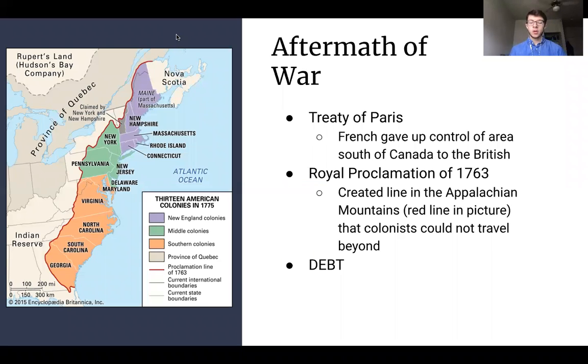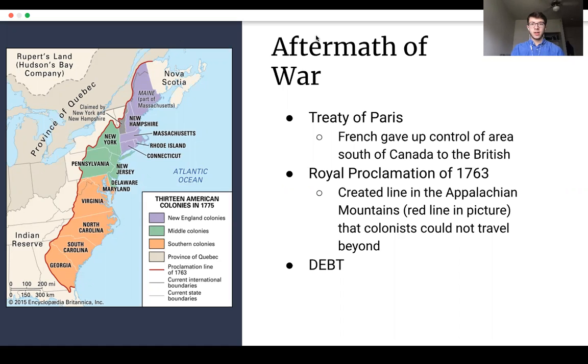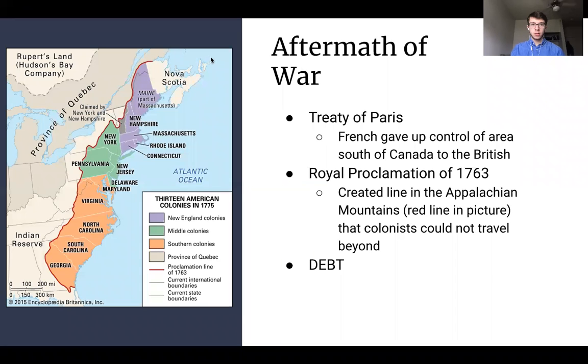The British won this war, so the French gave up control of the area south of Canada to the British, right in this area. The war was mostly fought for the area around this Ohio River Valley. So after the war was won in 1763 by the British, Parliament, or the British government, created the Royal Proclamation of 1763. This created this red line here that you may see. This said that the colonists could not cross this line because the British were unable to protect them or develop the new lands at that moment in time.